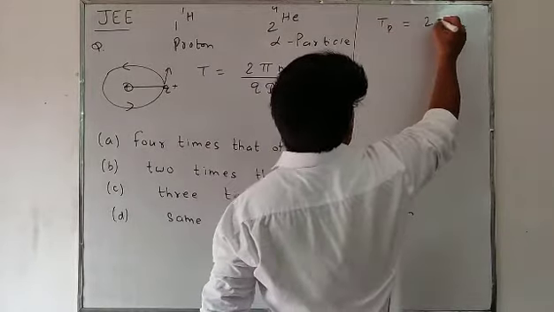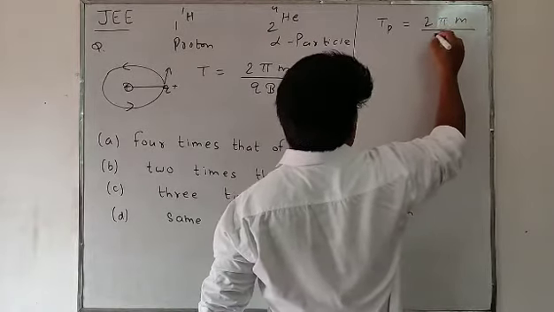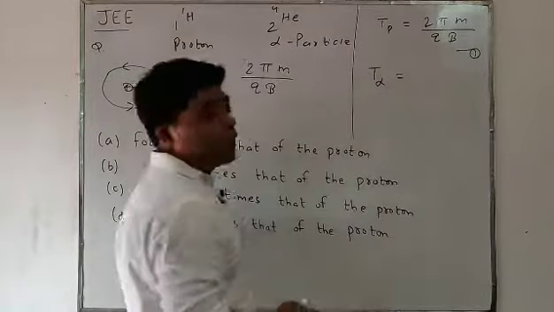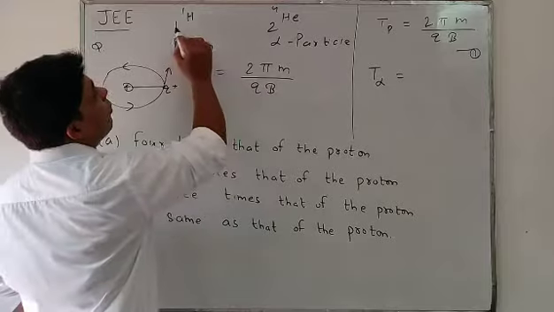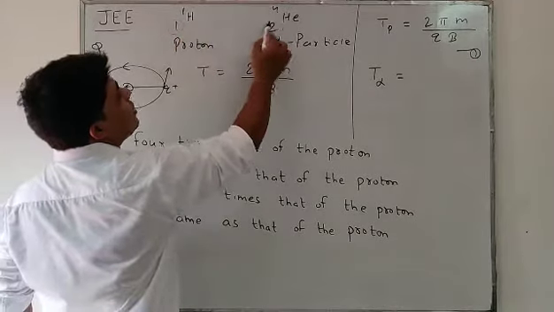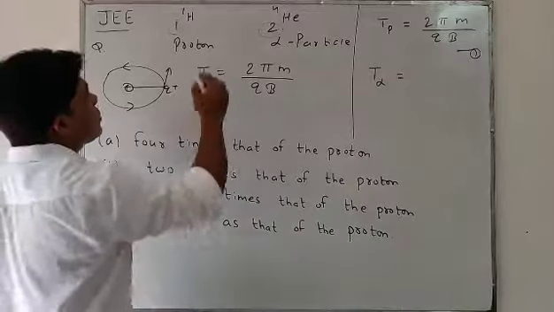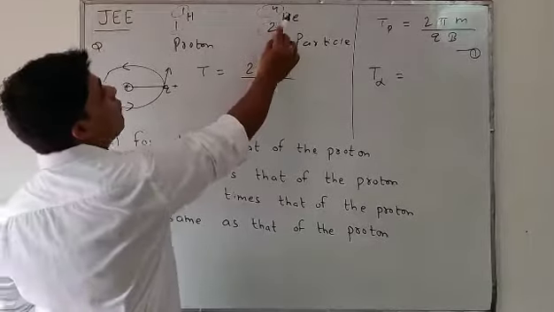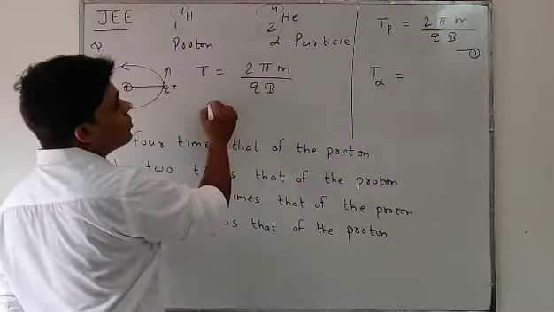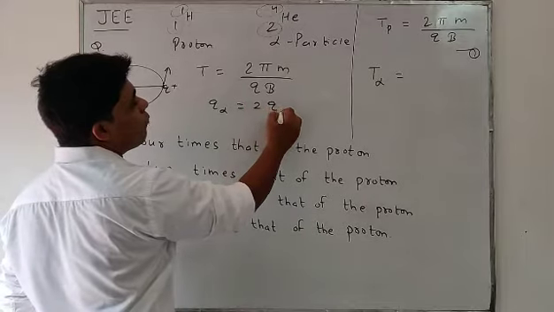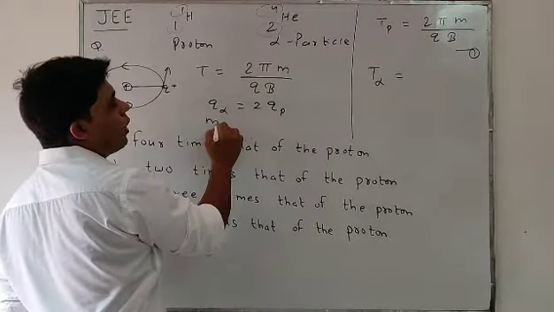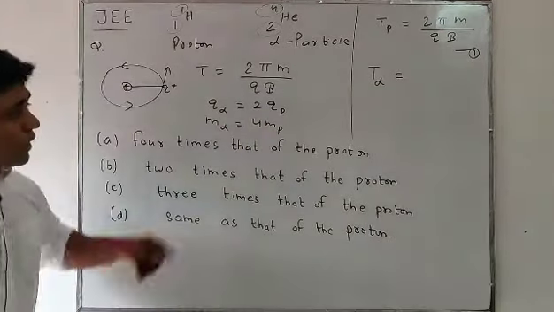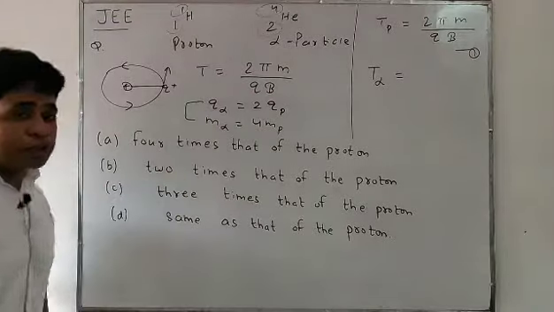So first of all, I'm going to find it for the proton. Tp, the time period of proton, is 2 pi m upon qB, equation first. Now I'm going to find T alpha, the time period for alpha. You have to know, look, this is showing the charge, the atomic number generally shows the value of charge, and this is showing the value of mass. The charge of alpha is double the charge of proton, and the mass of alpha is 4 times the mass of proton. Understood? That is an important condition you have to know in order to solve this question.